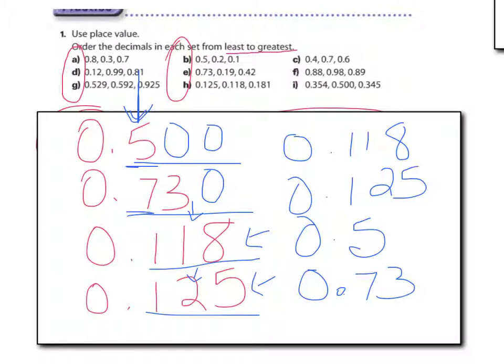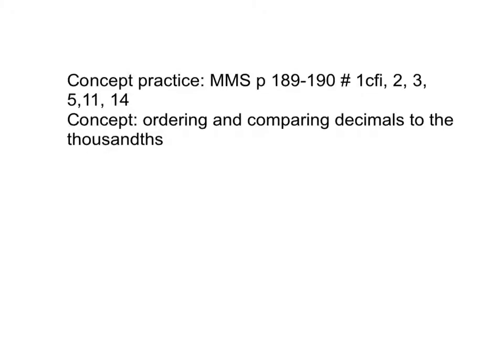All right, you are ready to move on to your concept practice. Your concept practice for today is going to be page 189, 190. For numbers 1, all we have left is C, F, and I because we used up the others in our practice. 2, 3, 5, 11, and 14. And remember, you are working on ordering and comparing decimals to the thousandths place. If you have questions along the way, make sure you ask.